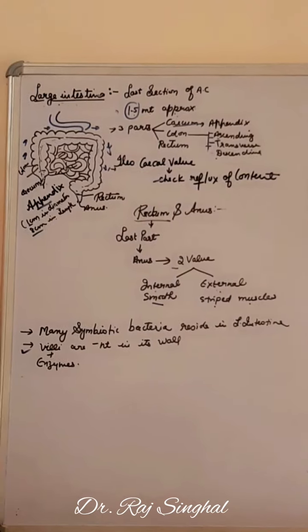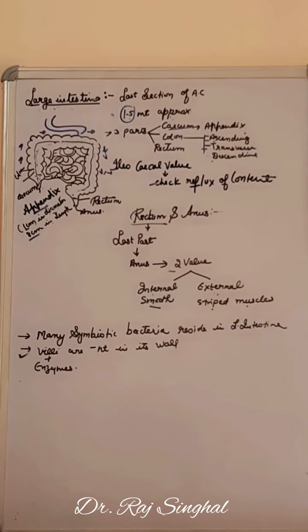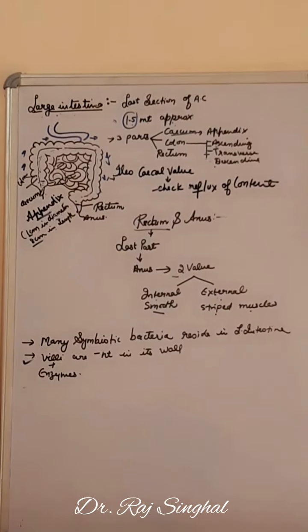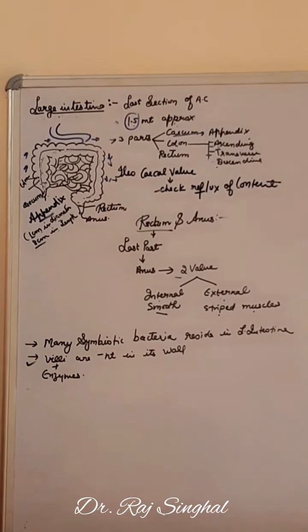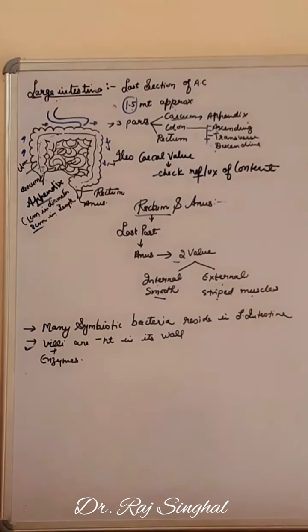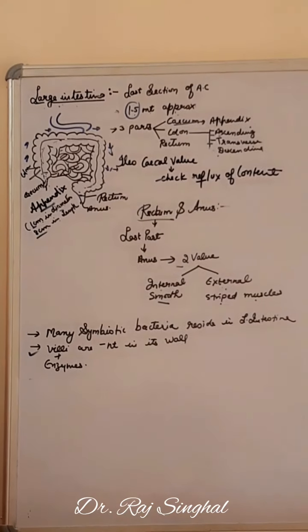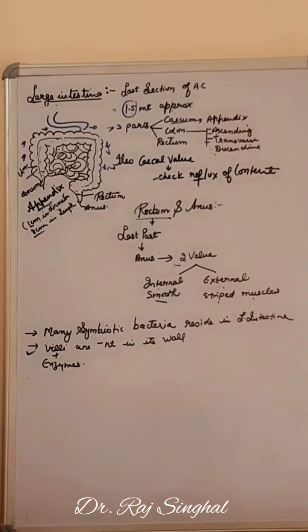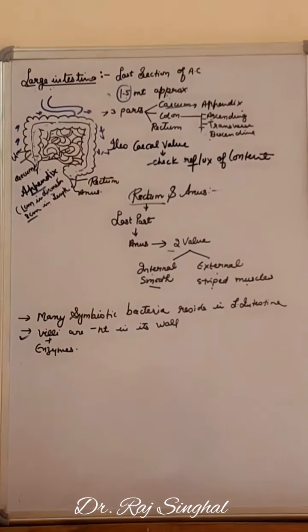In this way, the complete path of food is mouth, buccal cavity, pharynx, esophagus, stomach, small intestine, large intestine, and then through anus it is completely digested and the waste is expelled out. In the next section, we will be studying about liver and pancreas, which are glands which help in digestion.